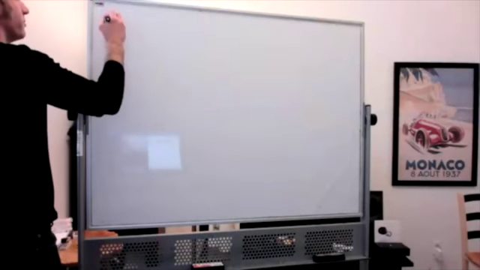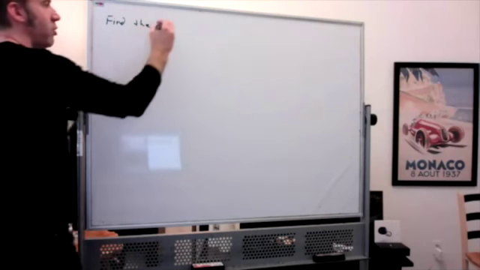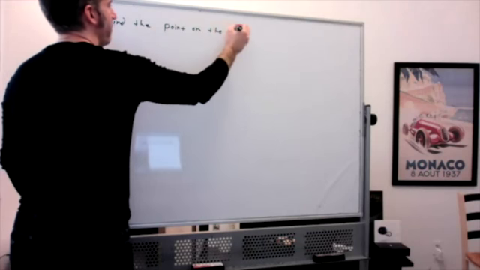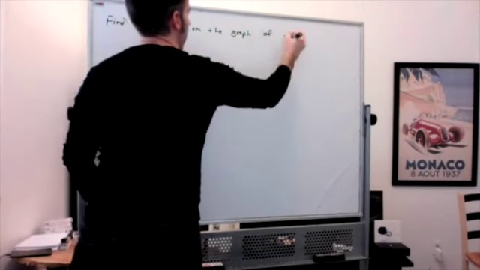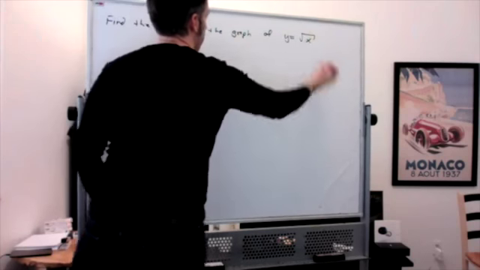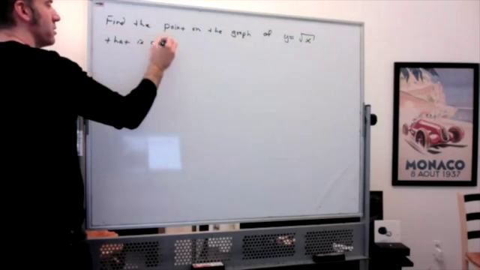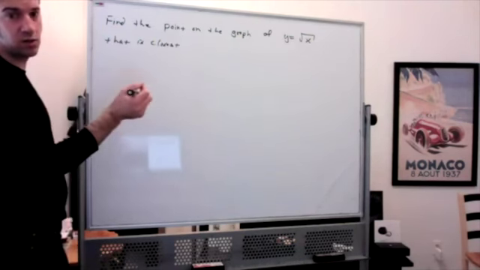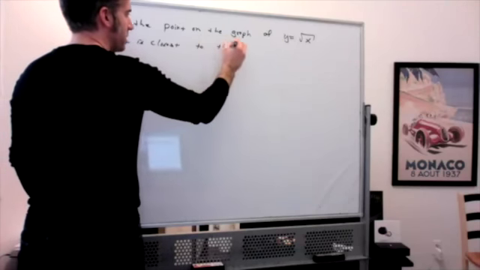Find the point on the graph of y equal to the square root of x that is closest to the point 8, 0.